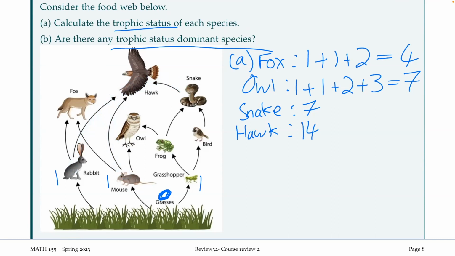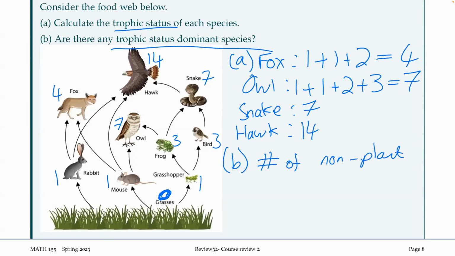Okay, trophic status dominant species. What does that mean? So if I just draw the rest of these on here, so we have 4, 7, frog was 3, and the bird is 3, snake is 7, hawk is 14. Trophic status dominant species, what we need to do is first of all find the number of non-primary producers, but I'm going to just say non-plant species for these. So how many non-plant species are there here? Well, there's 1, 2, 3, 4, 5, 6, 7, 8, 9. There are 9 non-plant species.